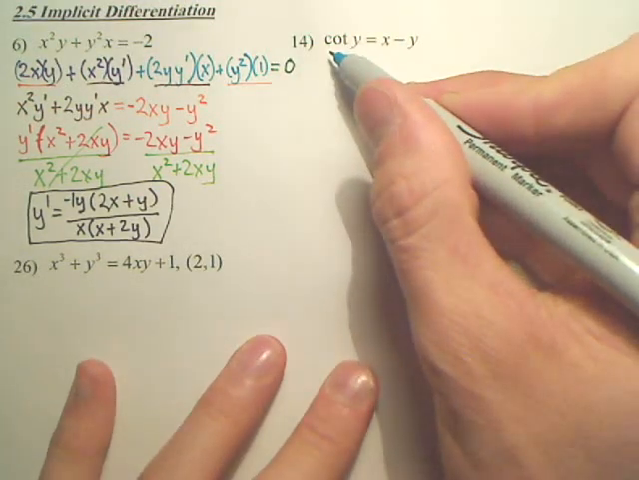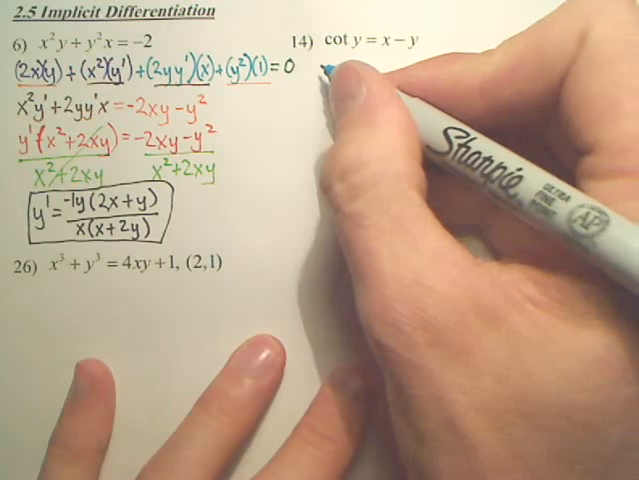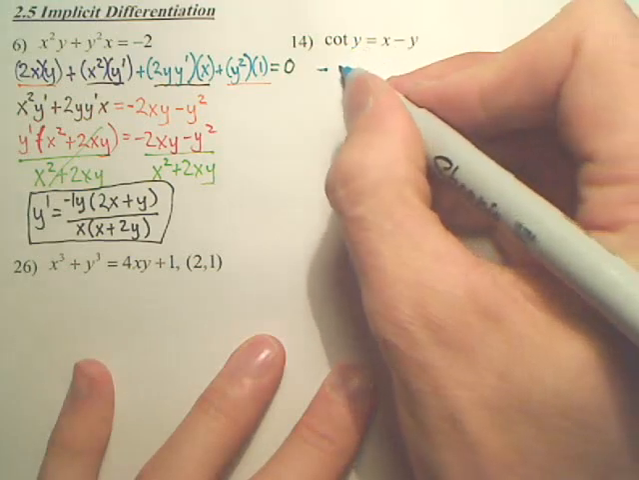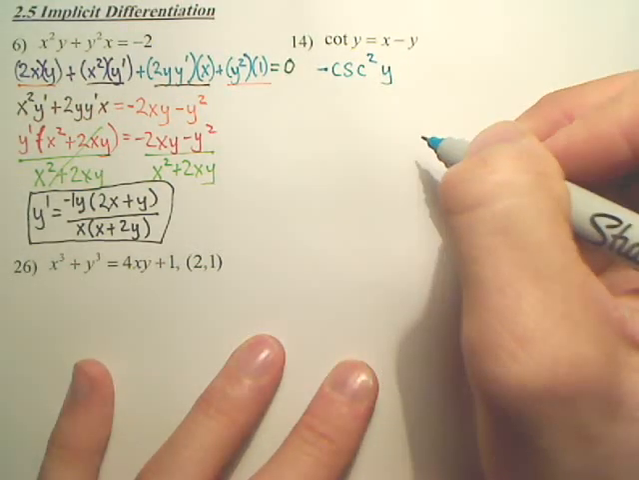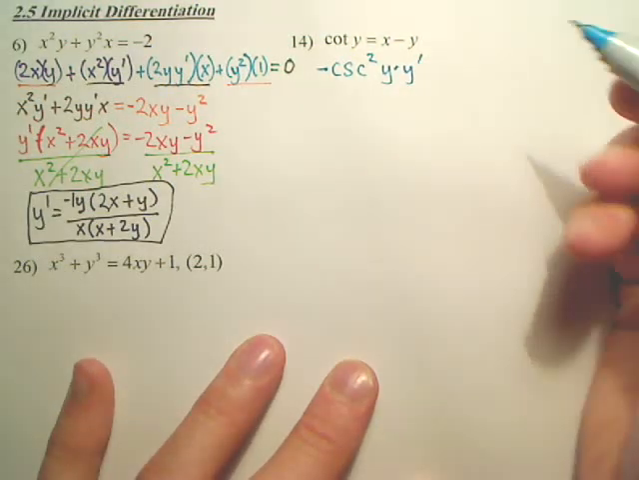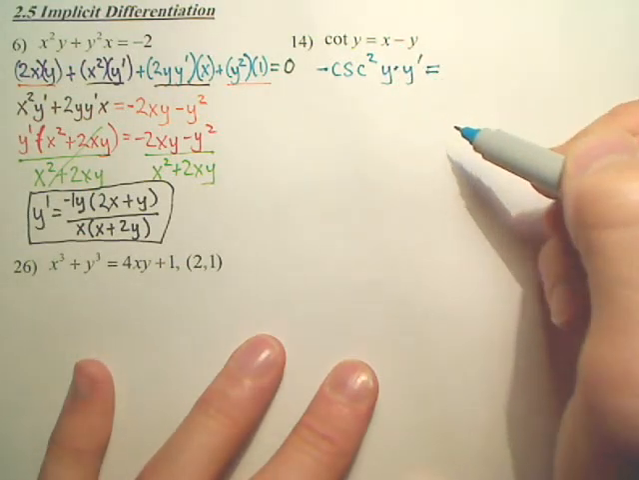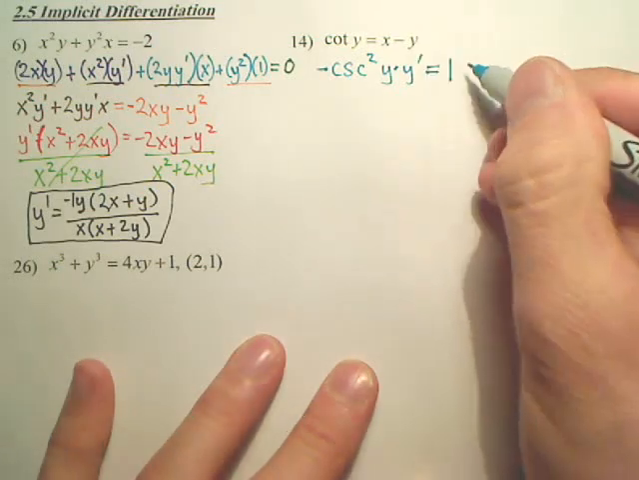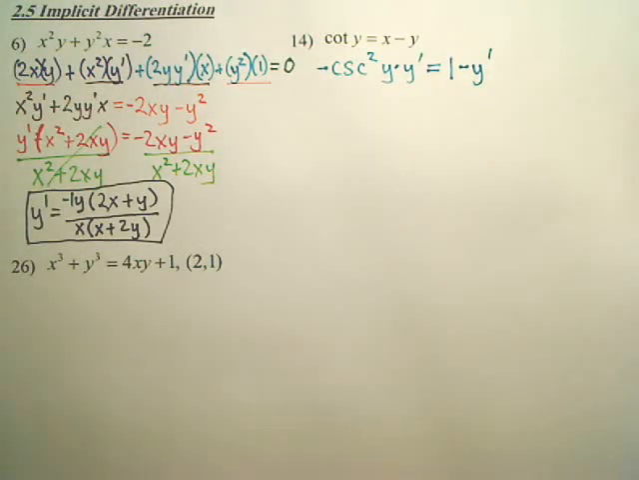Let's derive cotangent y. The derivative of cotangent is negative cosecant squared y. But don't we also have a y prime? Equals, what's the derivative of x? 1. And what's the derivative of y? Just 1 y prime, or just y prime.